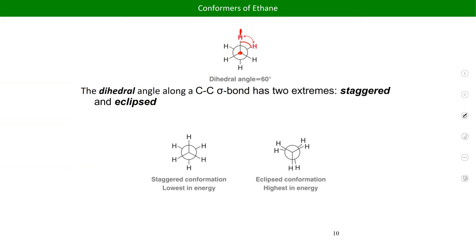So dihedral angle, you can think of that as being torsional. Dihedral, I believe, comes from di-, meaning two. There's two points that you're using to define that center point.